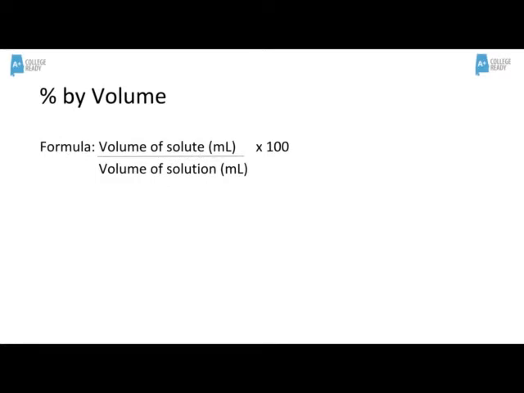If you are dissolving a liquid into a liquid, a lot of times what you will use is a percent by volume method. So in this case, instead of the mass of the solute, we're using the volume of the solute. So that would be in milliliters, and we divide that by the volume of the solution. Again, make sure you're paying attention here and you're doing the volume of the whole solution, not just the volume of the solvent, and then you multiply it by 100 since it is a percentage.